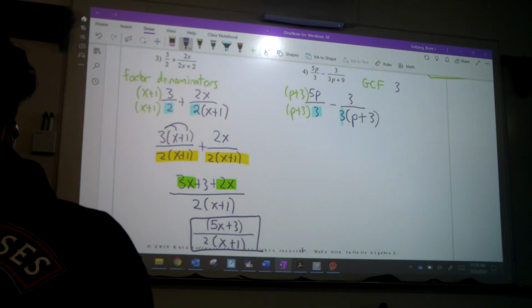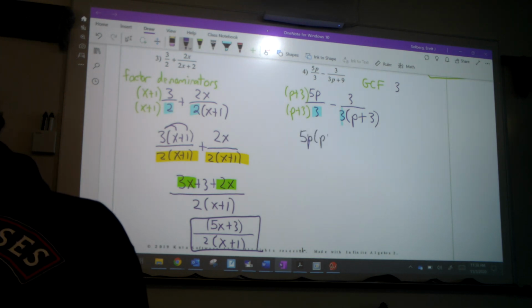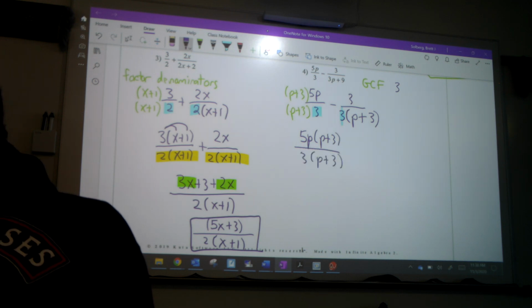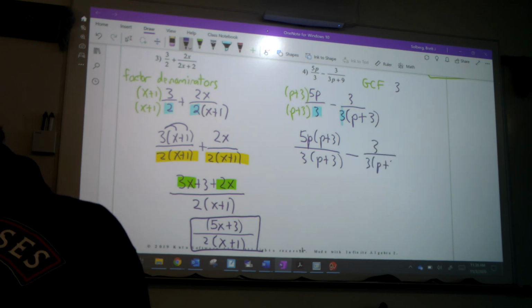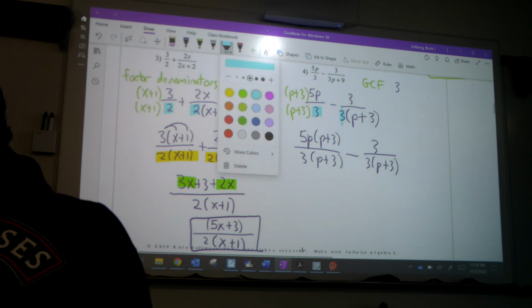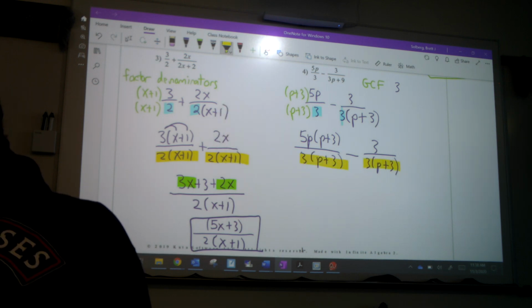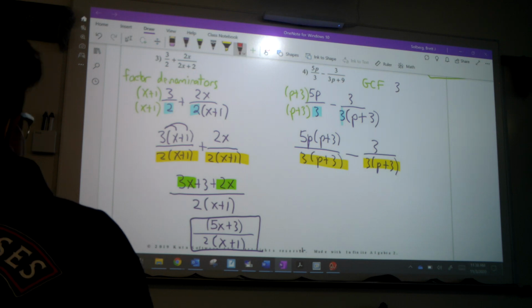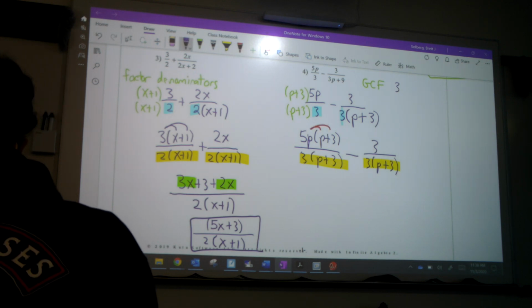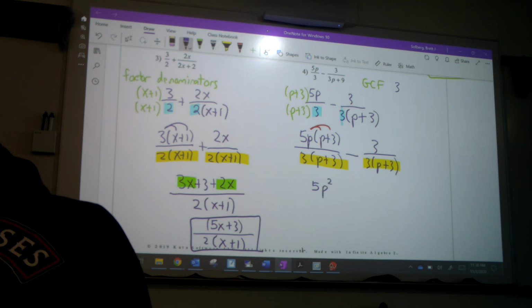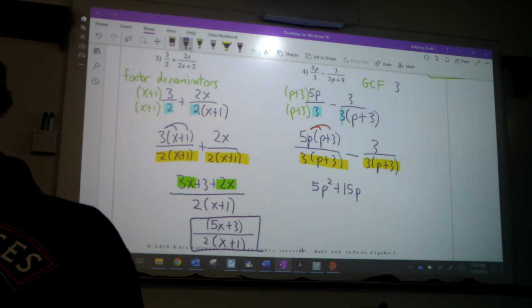So let's write this out. So we've got 5p times p plus 3, and then we've got a 3 with the p plus 3. And we're subtracting that with 3 over 3 times p plus 3. Louise, do we have a common denominator? Awesome. So if we do, what can we do from here? Yeah, let's subtract them. So I'm going to distribute that 5p. So I get 5p squared plus 15p minus 3.